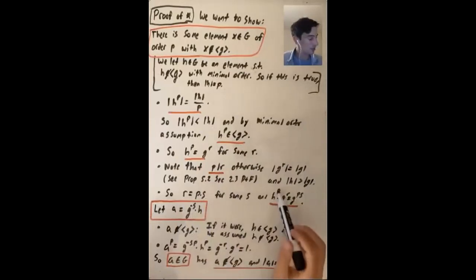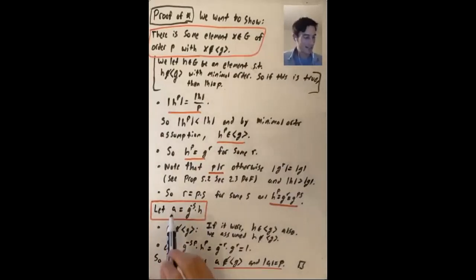So then what is H to the P? It's G to the R, it's G to the P times S. So what do we do all this for? Let's let A be equal to G to the minus S times H. Okay, this seems to come out of nowhere, but we'll see that it works. What do we need to check? We need to check that A is not in the cyclic subgroup generated by G, and that A is an element of order P.